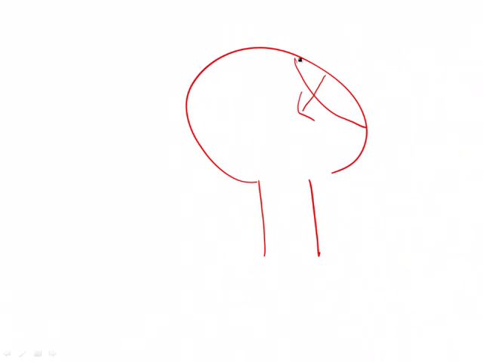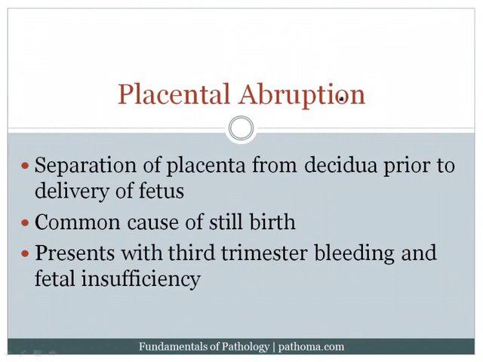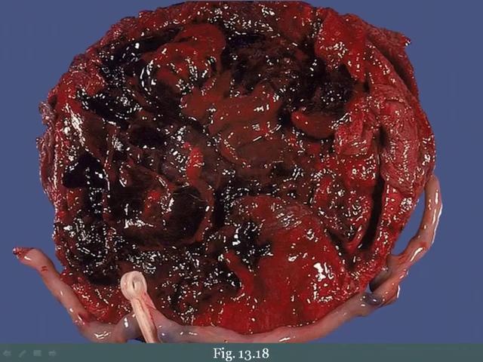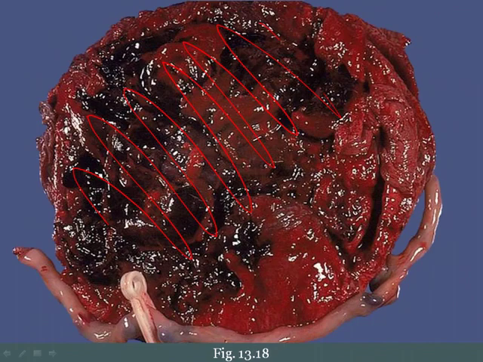And at the same time, as this placenta begins to separate, you're going to get bleeding between the placenta and the area of separation. And so that's going to result in third trimester bleeding. Classically, when you remove the placenta in these patients with placental abruption, you see that there is blood on the surface of the placenta that was up against the decidua, the maternal surface. That's called the maternal surface, and there will be a very bloody maternal surface with clots along its surface.